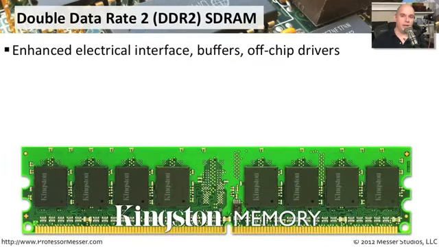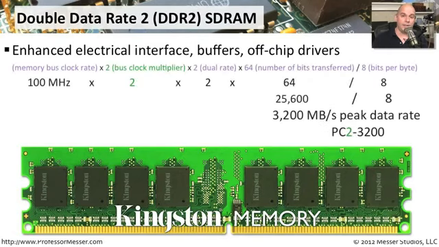The next generation of DDR memory was called DDR2. This is the double data rate 2 SDRAM, and there were a number of enhancements associated with it. We had the ability to handle more interference. We had buffers built into this. There were drivers off chip. It was the next generation of DDR memory. It also was twice as fast.